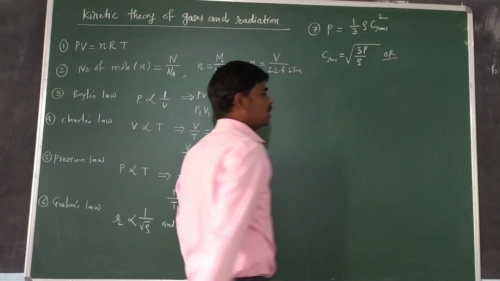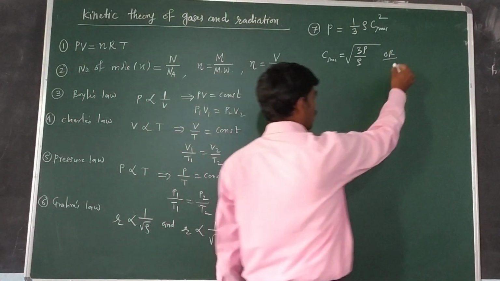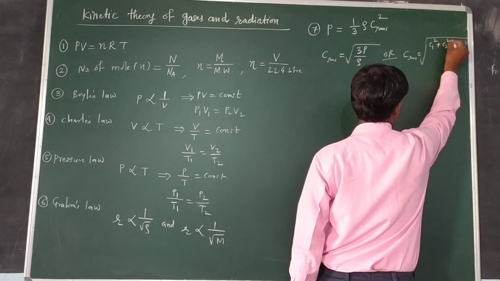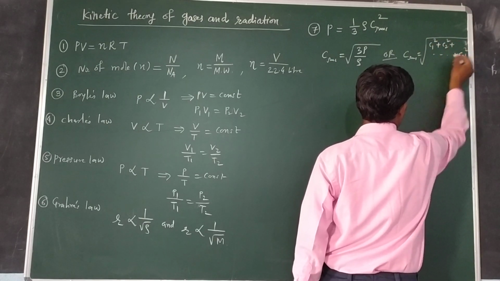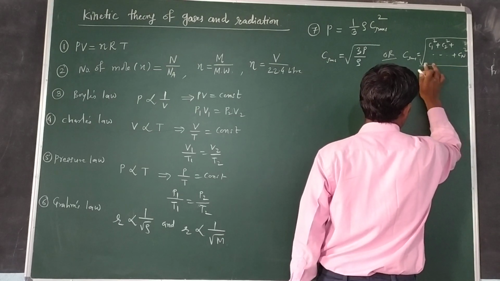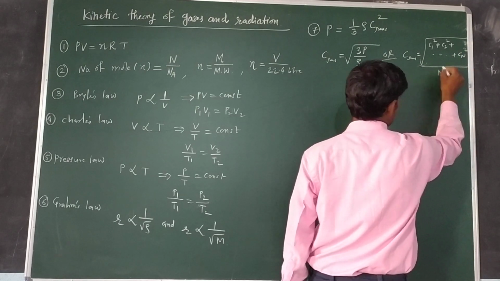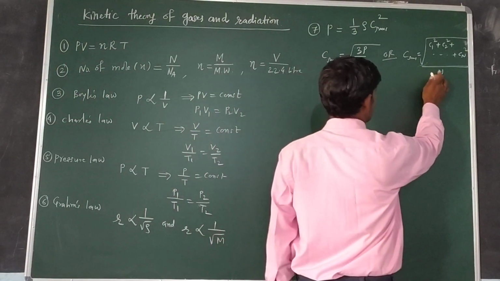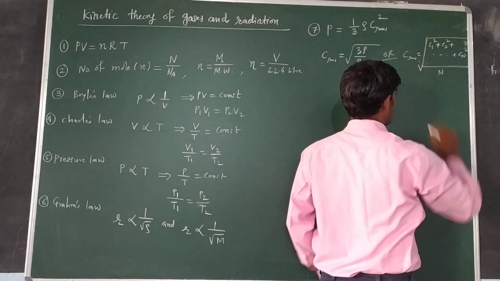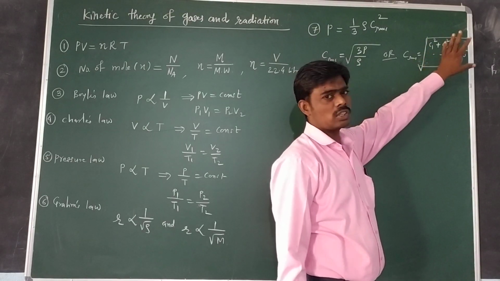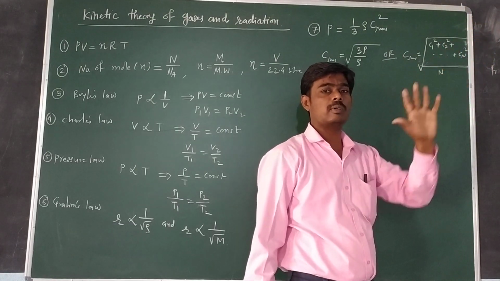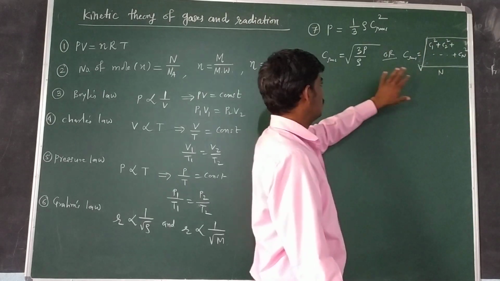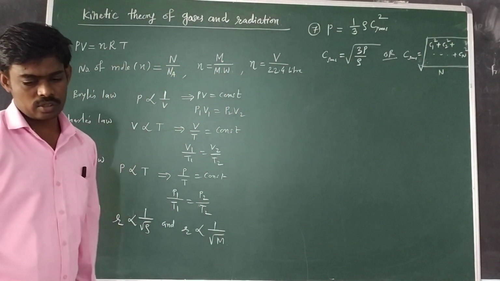This RMS velocity is also given by the formula square root of C1 square plus C2 square plus and so on up to Cn square, divided by n. So remember here, this n is inside the square root. Remember here, C1, C2, C3 up to Cn are the various possible velocities of gaseous molecules, and n is the number of molecules. So these are the two important formulae for RMS velocity.